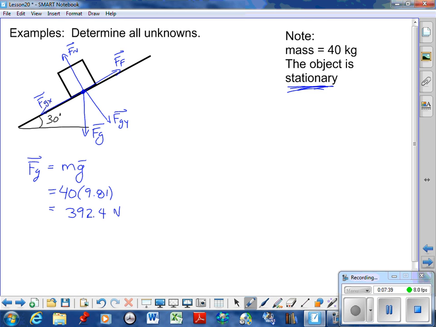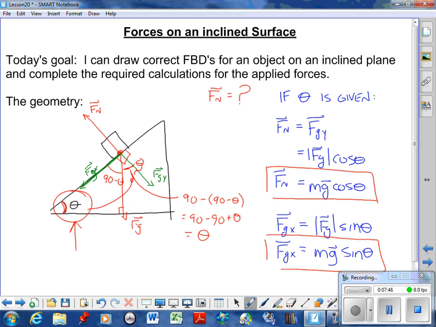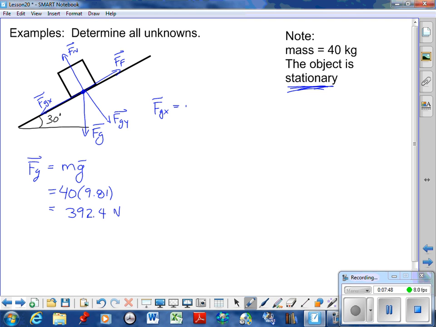So now, once I have Fg, I can get Fgx using your formula sheet or the formula we derived back here. It's just going to be mg sine theta. So 40, 9.81, sine 30. So 40 times the 9.81 times the 30 sine gives me 196.2. So that's the amount of force pulling the object down the slope.